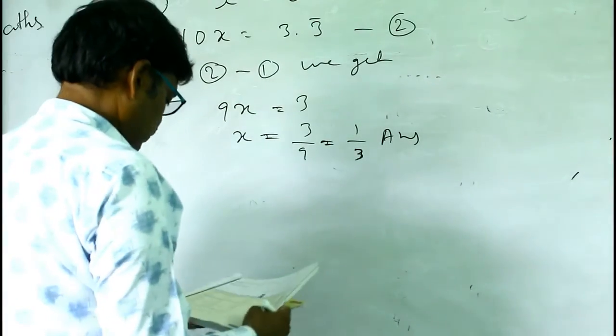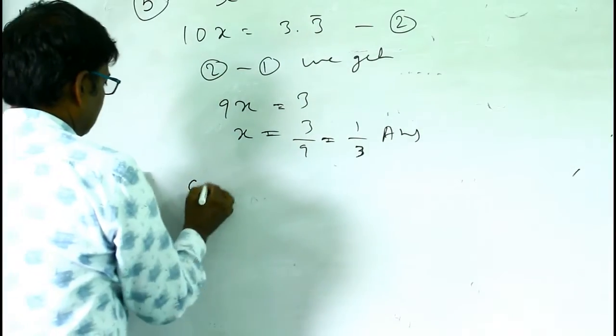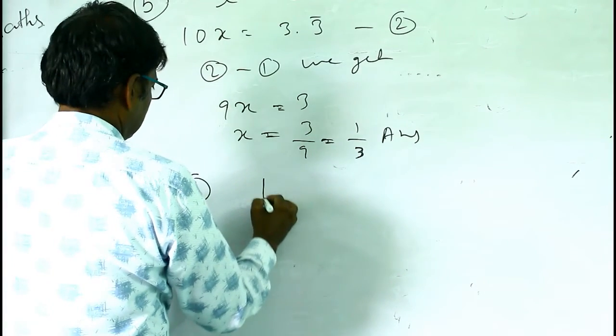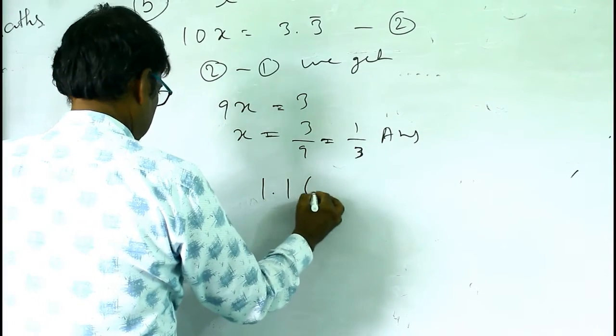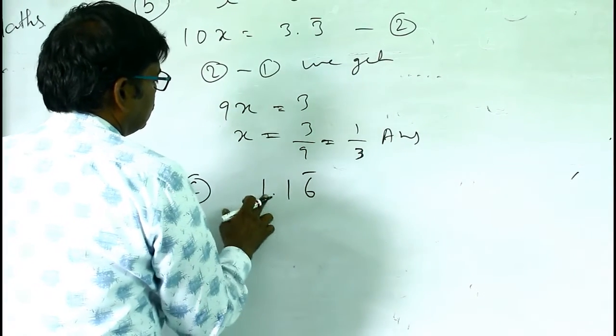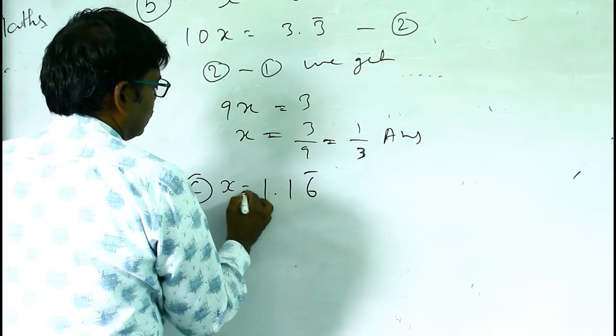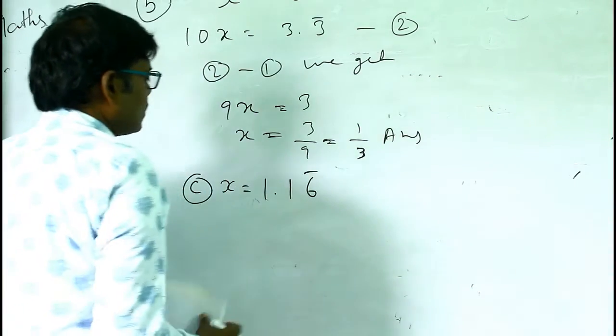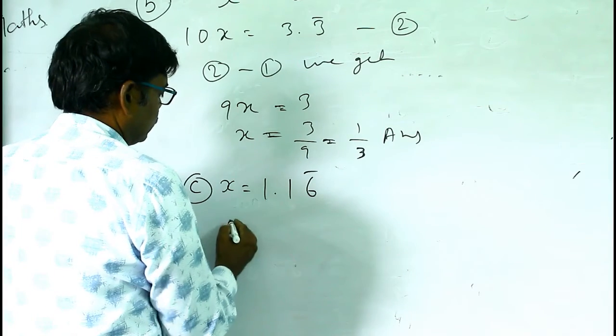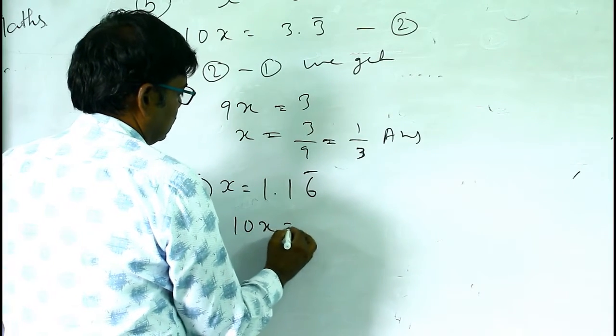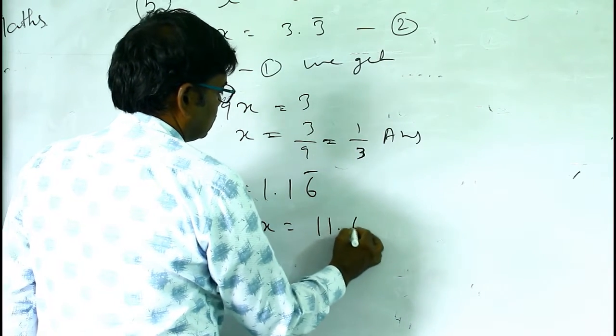Okay, so it is simple. Don't write that long statement. So here, question number C. In this I will write everything short. 1C. Now see here that is 1.16 bar. The bar is only over 6. So right here x equals this. Now we have to bring this 1 to this side. So it will be 10x equal to 1.6 bar.